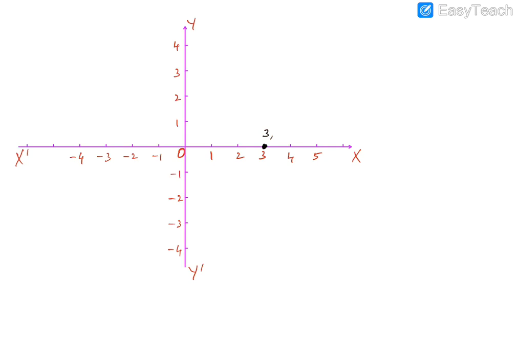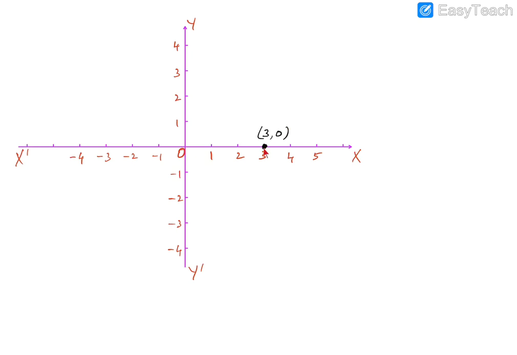And what is the y-coordinate here? Clearly, there is no distance corresponding to the y-axis here. So what we notice is that the y-coordinate, if we draw a line from the point to the y-axis, it meets the y-axis at 0, at the origin. So that means the y-coordinate for this point is 0. So any point that lies on the x-axis will have its y-coordinate as 0. So it has only the x-coordinate.